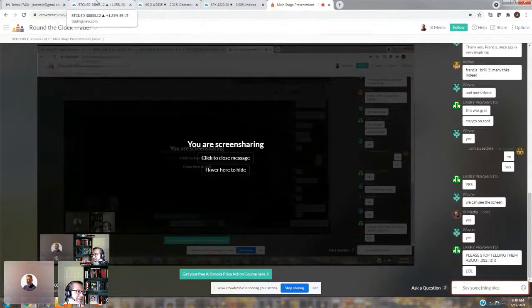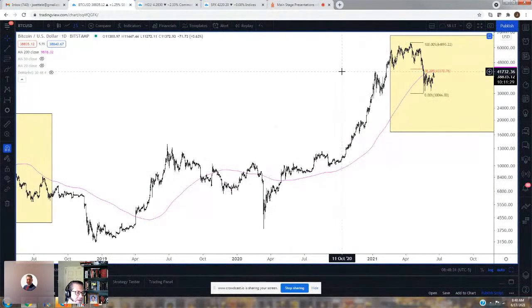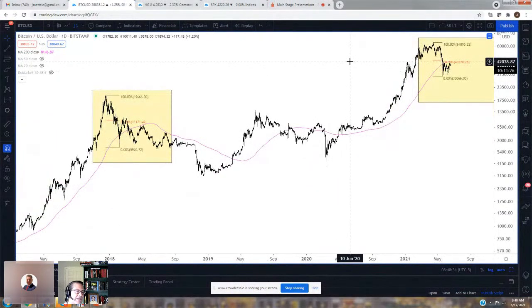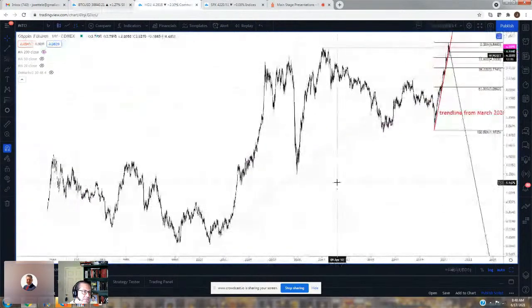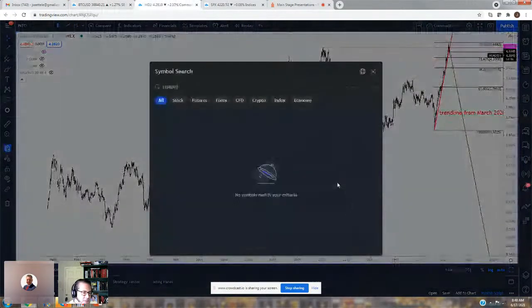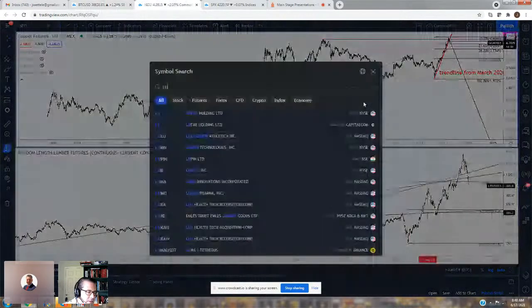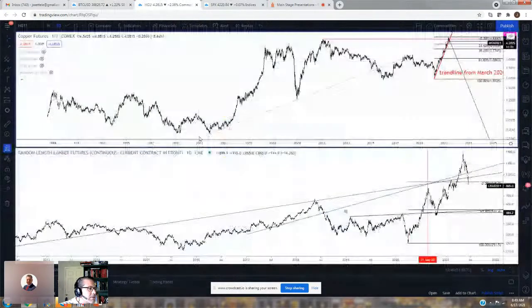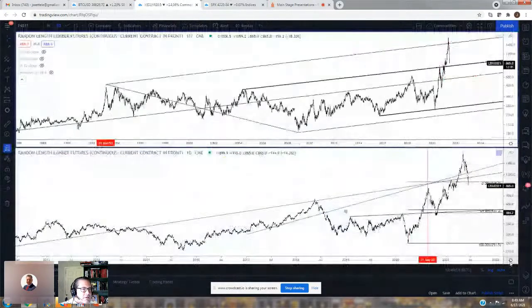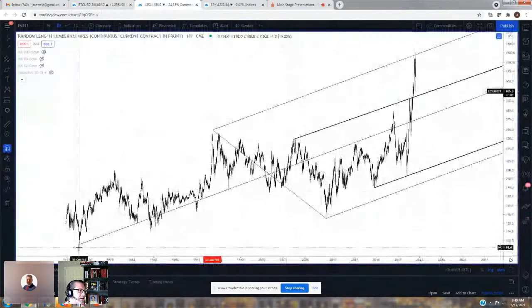Before we go to FX stuff, let's look at a couple other macro things, because everything is kind of tied together. If you look back at March 2020 and the massive lows that we had in pretty much everything, one of the things that I follow the closest is lumber. That was the first market to really take off and go to all-time highs. So here is a life of asset lumber chart.